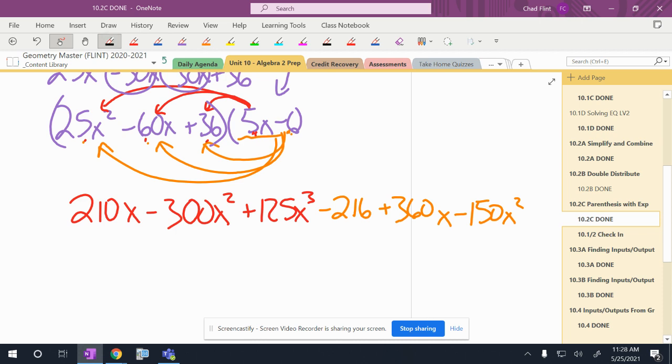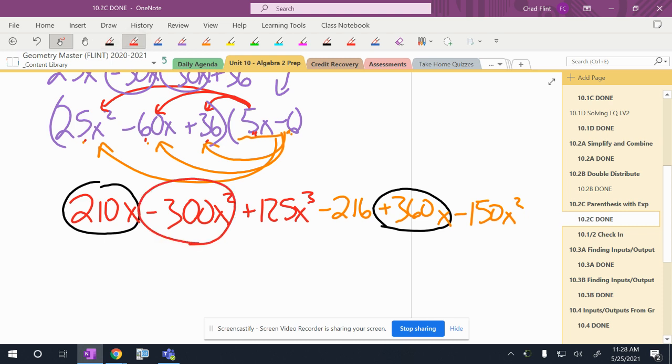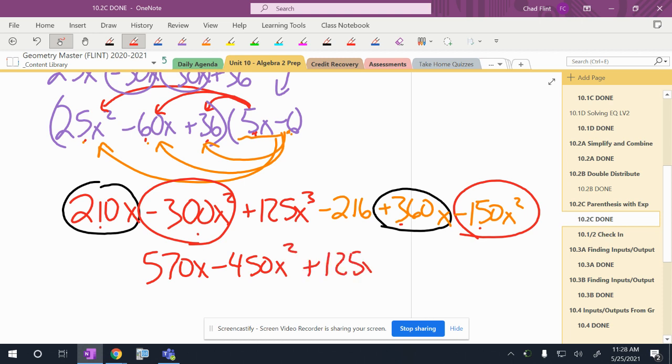All right, like terms. I have an x here, I have an x here, I have an x squared here, and I have an x squared here. So those are my like terms. So 210 and 360 is 570x. Negative 300 and negative 150 is negative 450x squared. Plus 125x to the third, there's nothing to put with that, minus 216. All right, and there's my answer for that one.